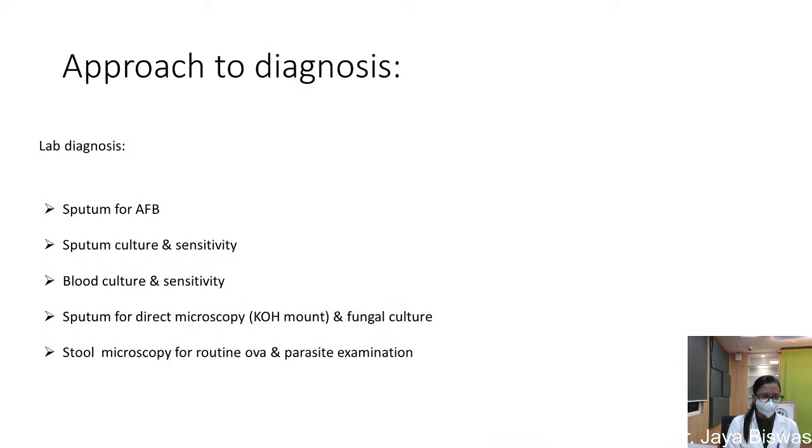So my approach to the diagnosis is, firstly I will send some sputum sample for acid-fast bacilli, sputum culture and sensitivity for detection of Mycobacterium tuberculosis, and I'll send blood culture and sensitivity for other bacterial causes which can cause pneumonia, chronic cough and weight loss. I will also send sputum for direct microscopy and fungal culture and sensitivity, and stool microscopy for routine ova and parasitic examination. Okay. What are you finding?